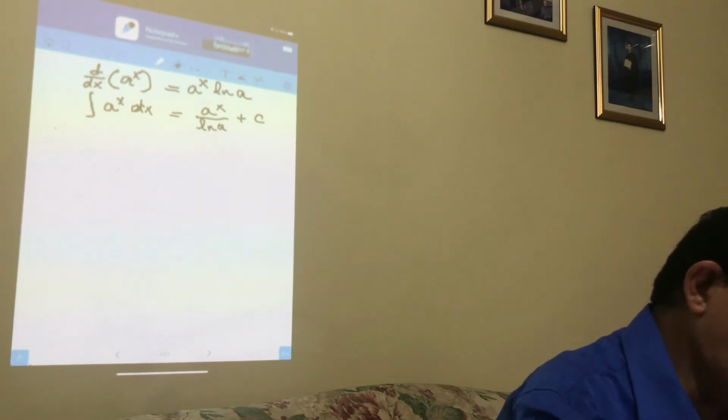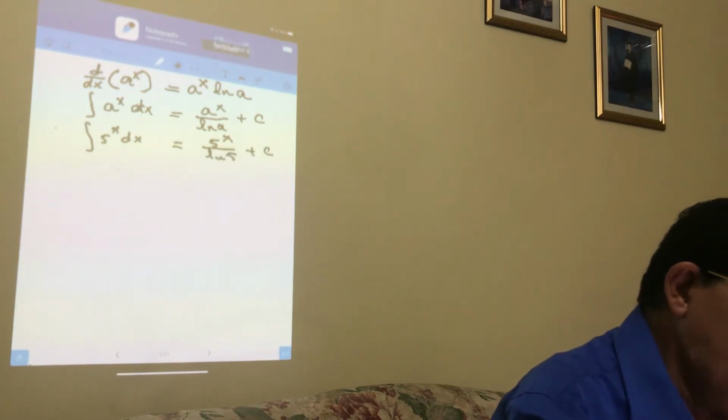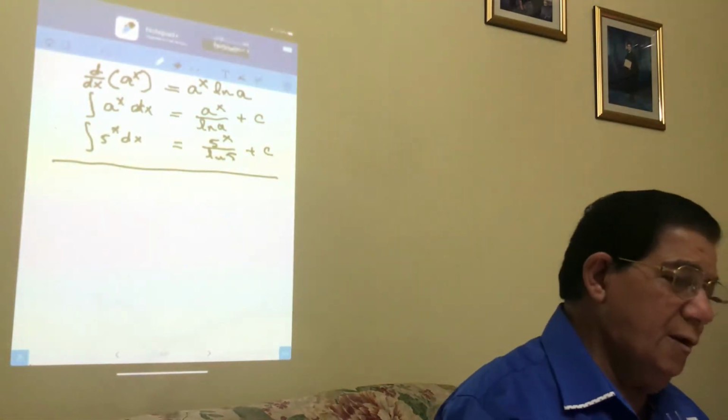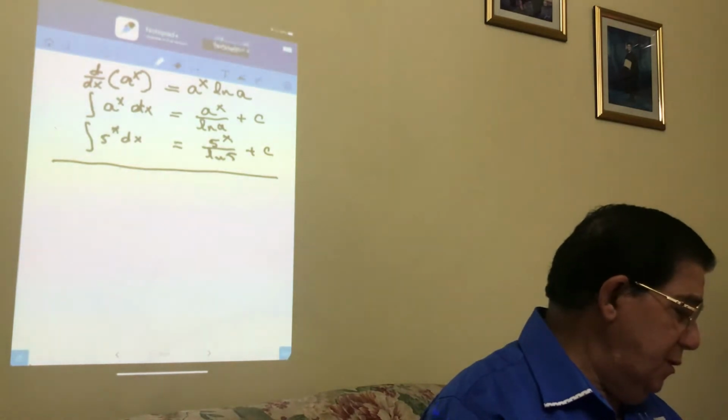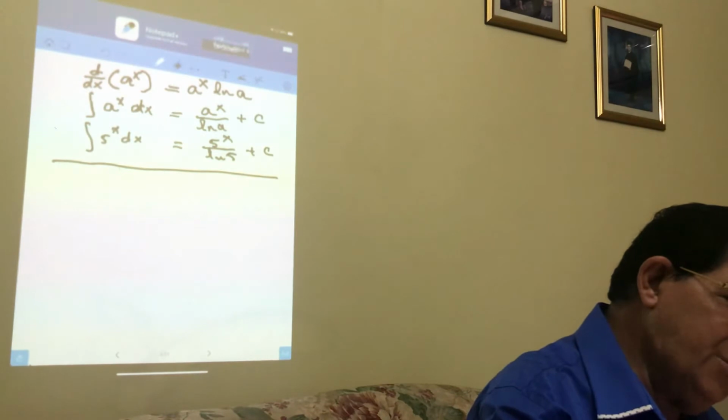Therefore, if I ask you what is the integration of 5 power x dx, you say to me 5 power x over ln 5 plus c. And that is the last rule of integration. Now we have numerical integration, or what we call the trapezium rule.